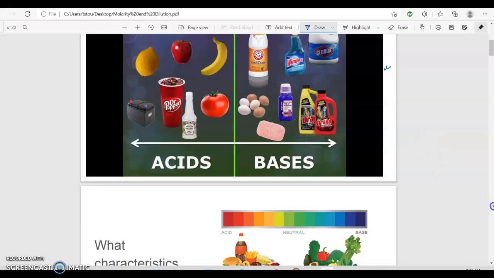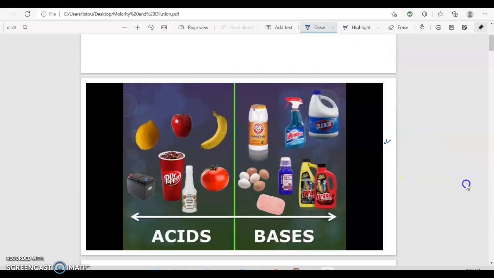All right, welcome. I want to talk today about molarity and acids and bases, two things we talked about in class this week. To start with, we're just going to talk about what are properties of acids and bases, what are characteristics of them. Acids are things like you can see in this picture: fruits, the lemon, the lime, the apple, the tomato, your Coca-Cola or vinegar, of course.